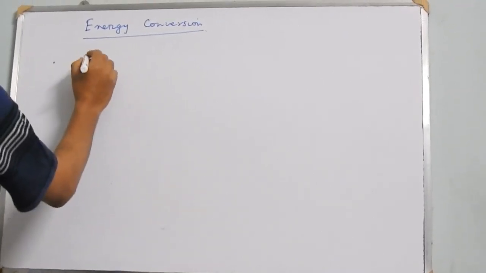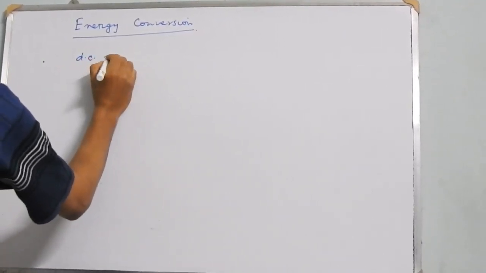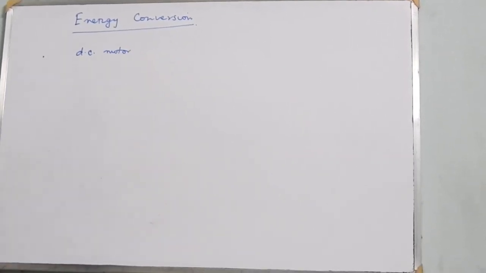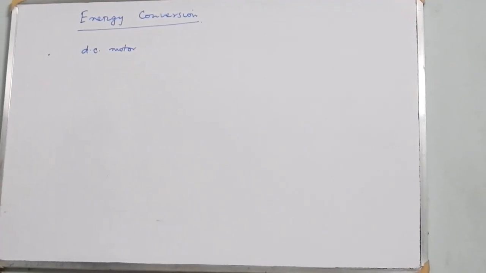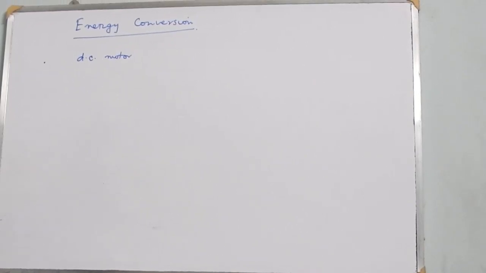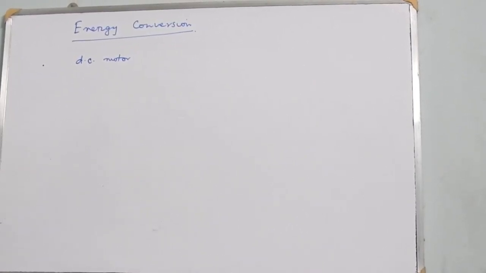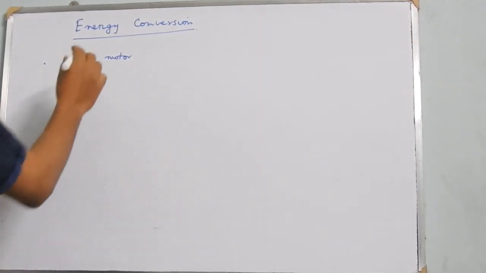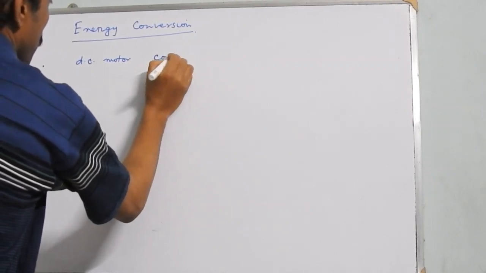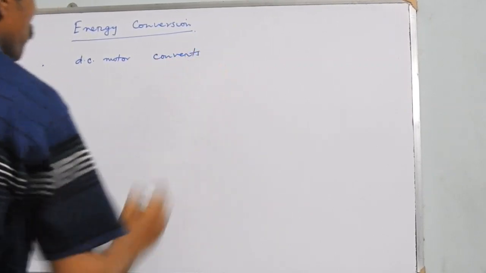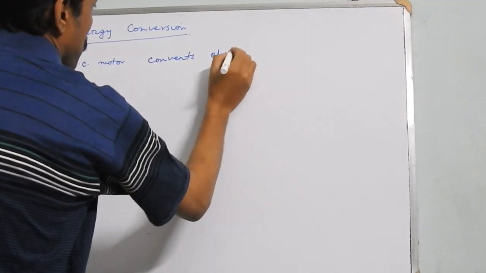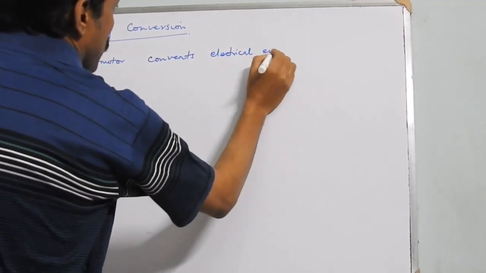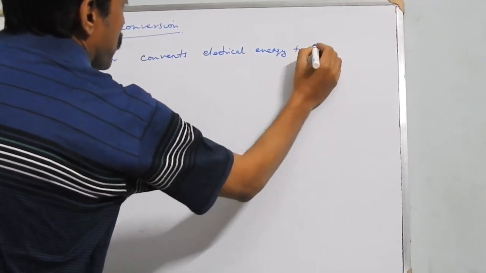First example is a DC motor. A DC motor is a device that converts electrical energy to mechanical energy. It takes input as electrical energy and produces rotational energy of the motor. The motor rotates on getting electrical energy. So you can say that a DC motor converts electrical energy to mechanical energy.